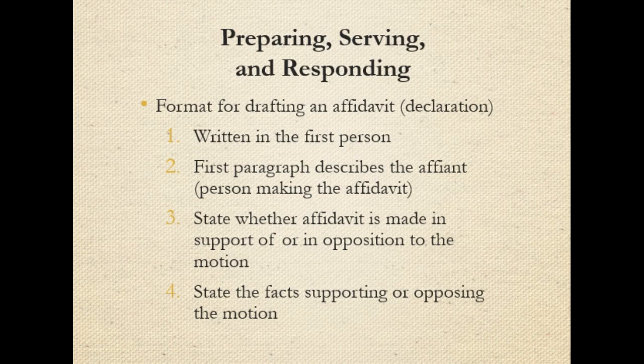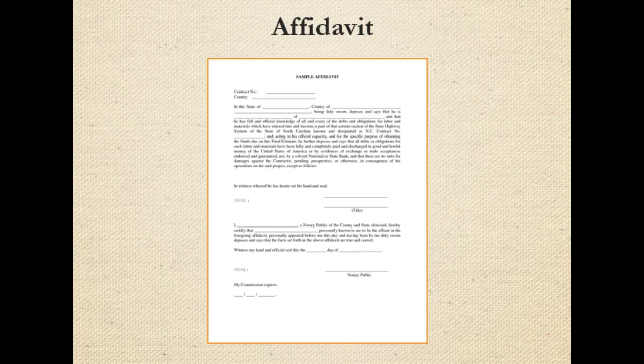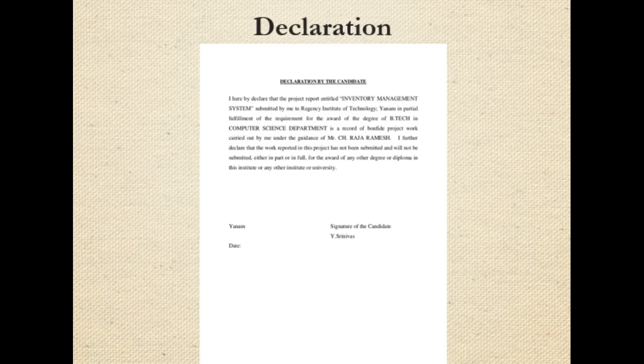An affidavit should be drafted in first person, describe the affiant, state whether the affidavit is made in support or in opposition of the motion, and state the facts supporting or opposing the motion. Affidavits should also be signed in the presence of a notary public. Now here is an example of what an affidavit looks like. You will note that there is a place for the notary to sign and stamp at the bottom of the affidavit. Whereas a declaration is signed by the declarant or the person making the declaration, and this document is not notarized. Courts still deem declarations valid despite it not being a notarized document.